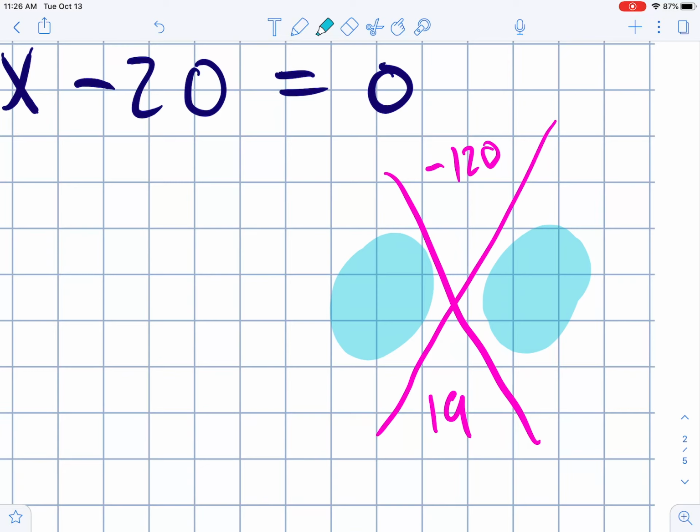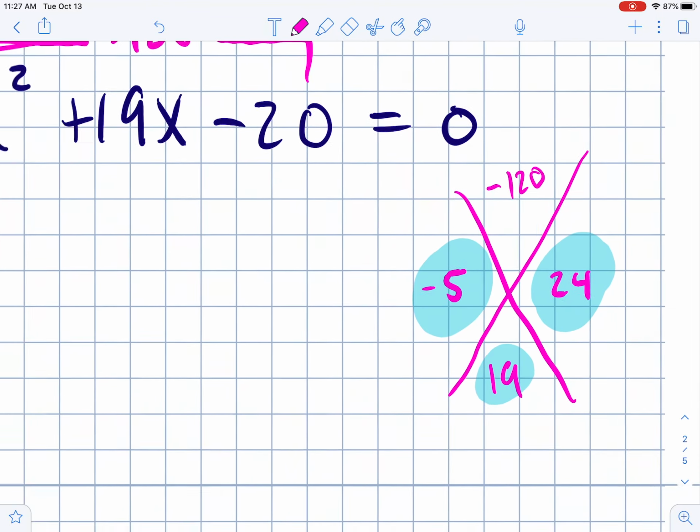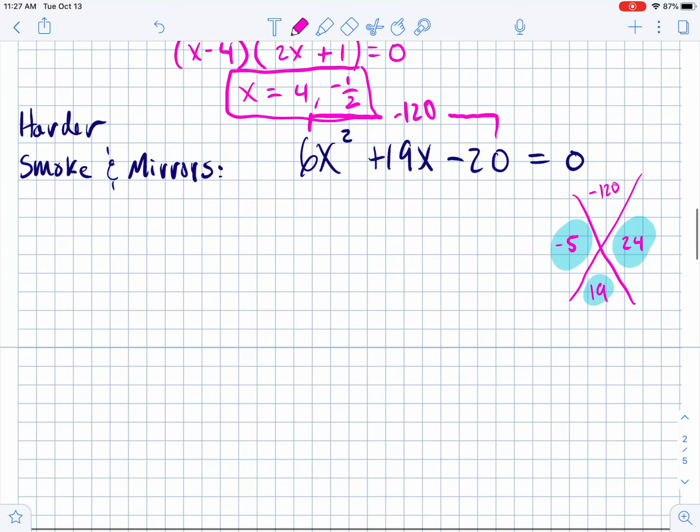What about some factors of 3 or something? 120 divided by 6. 6 and 20 doesn't get me there. What about, let's see, 5. 120 divided by 5. 5 and 24. Ooh, that does have a difference of 19. So I found it. It's 5 and 24, but one of them has to be negative. Now, since this number is positive, we know that the whole thing has to be positive. So it's going to be negative 5 and positive 24.